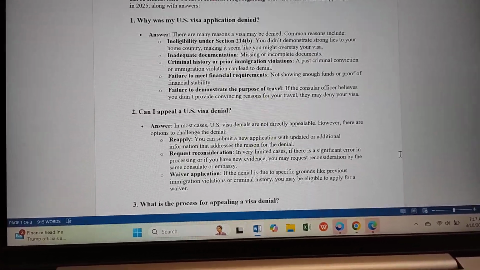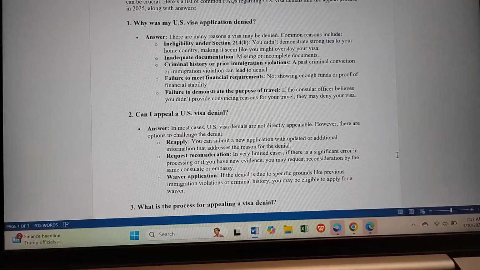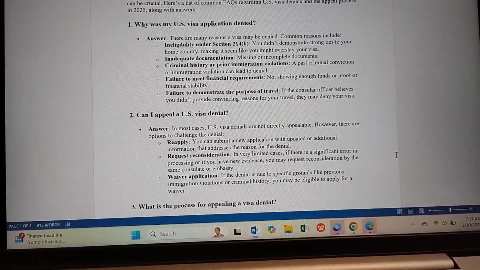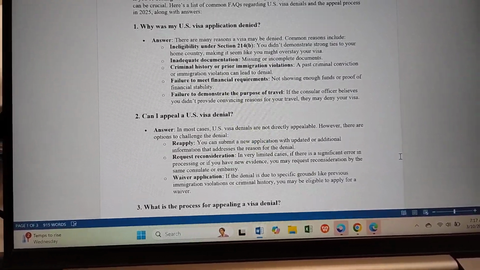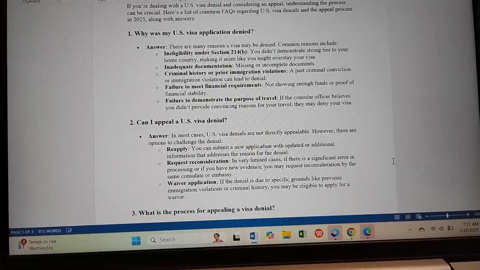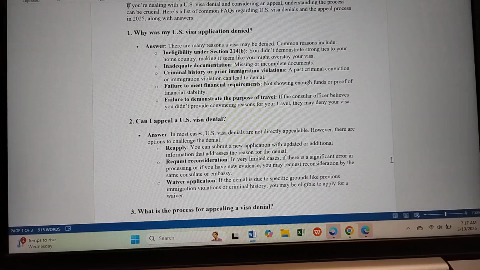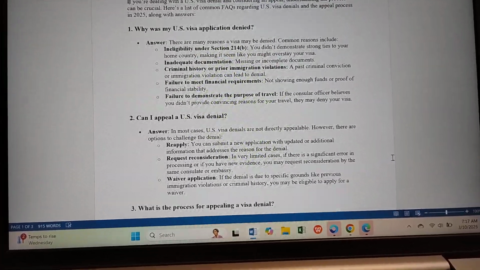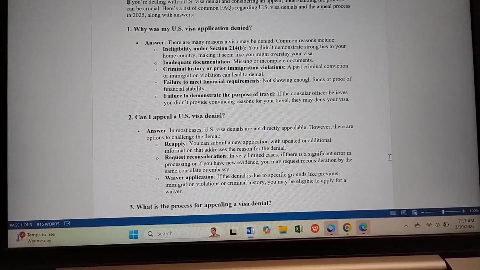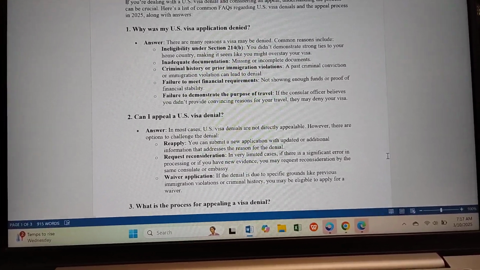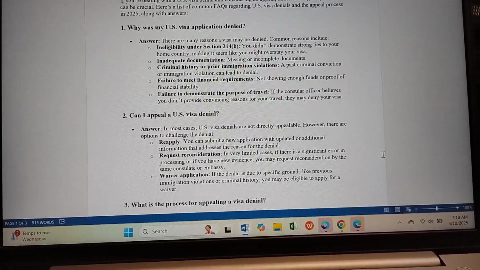Then apart from that, you are also talking about failure to meet financial requirements. Not showing enough funds or proof of financial stability might also make your visa be denied, especially if you're coming as a tourist, you're coming to visit. Failure to demonstrate the purpose of travel. So if the officer believes you didn't provide convincing reasons for your travel, they may deny your visa.